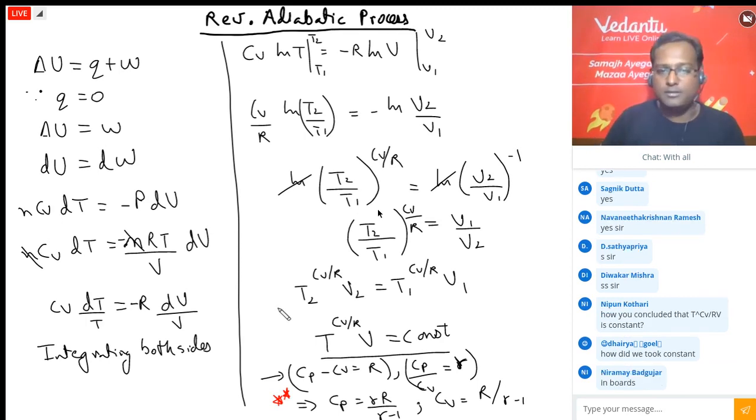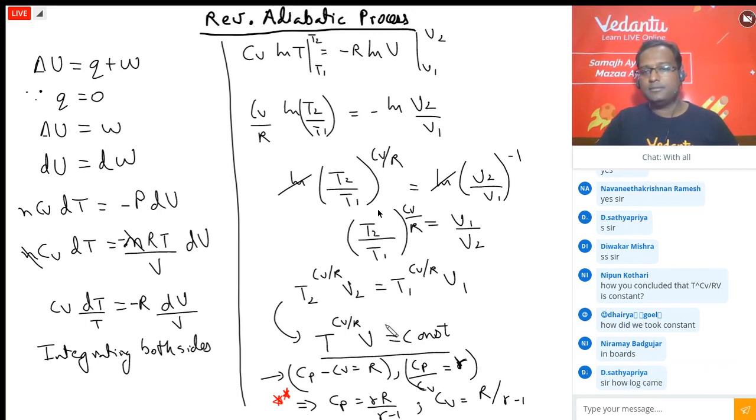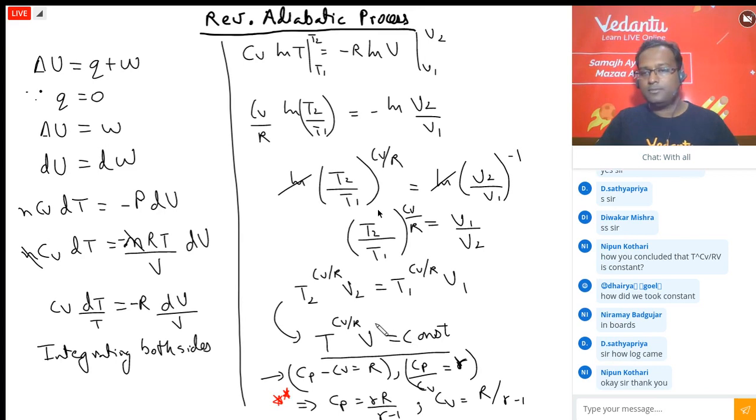From here, I could have written this for T3, V3. I could have written this for T4, V4, T5, V5. That means at every step in this reversible adiabatic process, T to the power Cv by R into V is a constant. Boards out of syllabus. Sir, how did log come? The integral of dx by x is ln x.